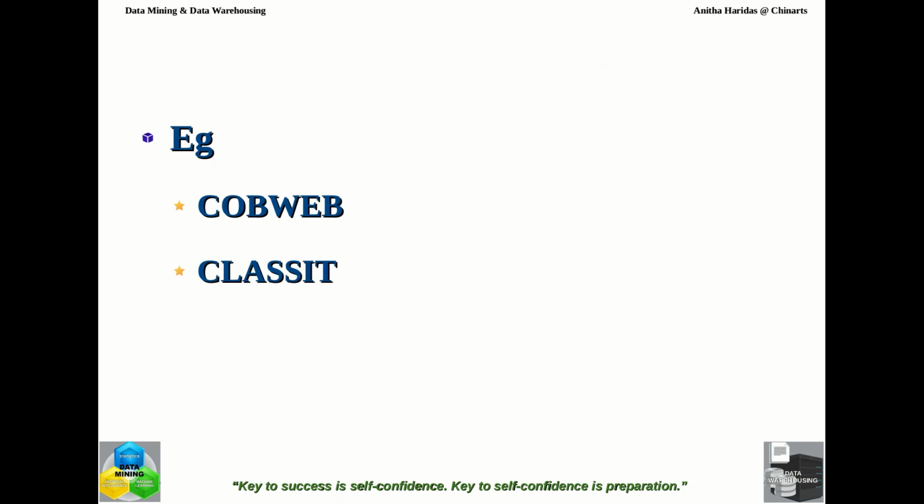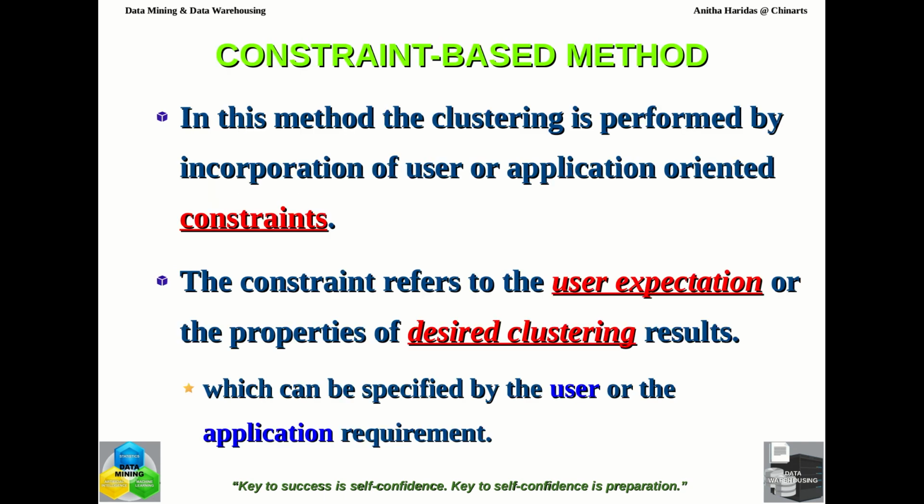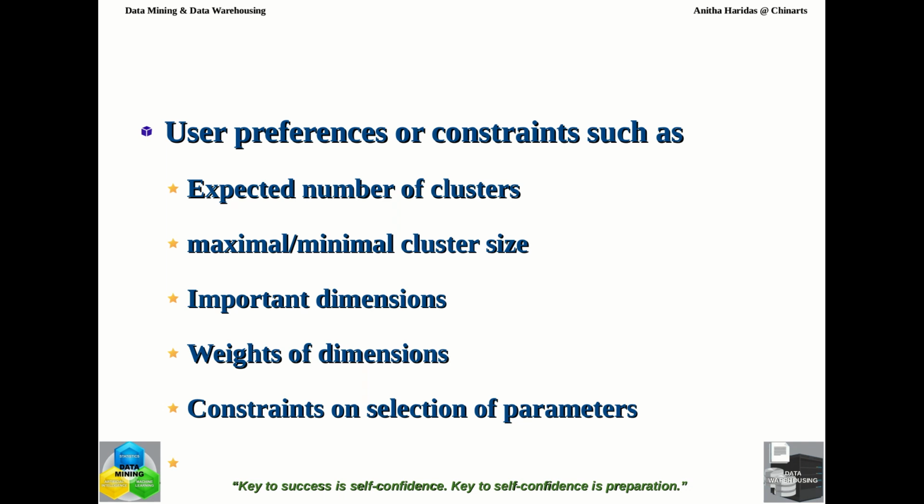So these are the 2 popular model based algorithms available. And the last method is what you call the constraint based method. So here the clustering will be performed with the user's constraint or the application oriented constraint. Here the constraint refers to the user expectation or the properties of the desired clustering results, right? Say for example, if I specify I want to create only 10 clusters, then it is one of the user preferences or user constraints.